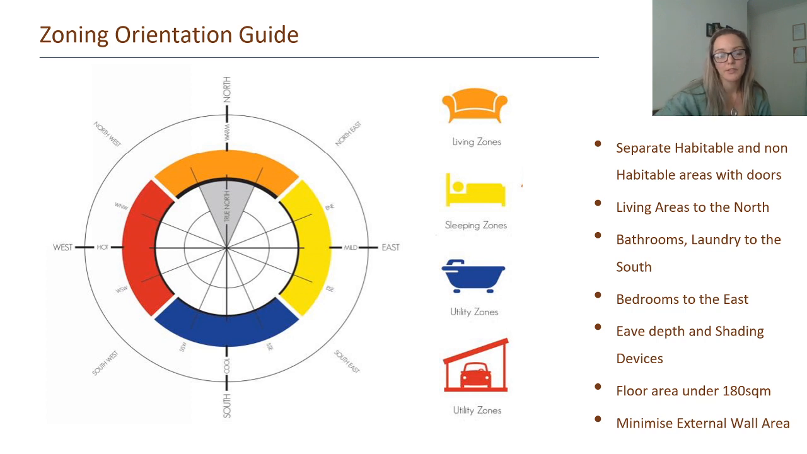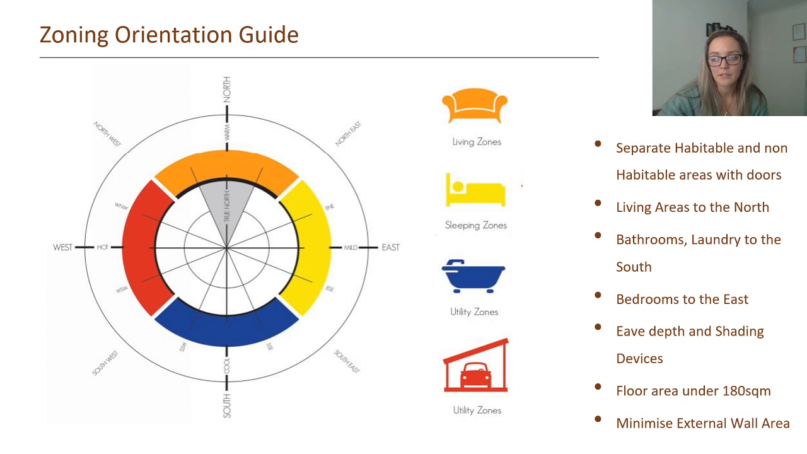Some little tips about using the software and what works and what doesn't. And again, we understand that this is not always going to be ideal for your design. However, these are things that we come to understand about the software. So separating habitable and non-habitable areas with a door works quite well for keeping heating and cooling loads under control. Living areas to the north, bathrooms, laundries to the south, bedrooms to the east.